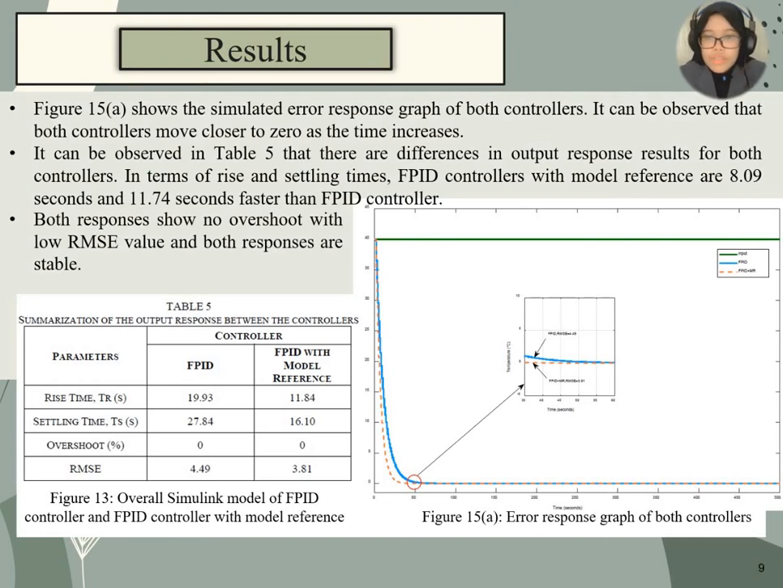In terms of rise and settling time, FPID controller with model reference are 8.09 seconds and 11.74 seconds faster than FPID controller. Both responses show no overshoot with low RMSE value and both responses are stable. The simulation is analyzed using the control system output response in terms of settling time, rise time, overshoot percentage, and root mean square error, RMSE.